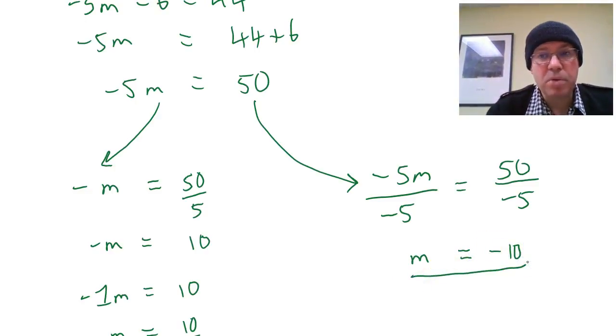So you can see both ways work. On the left-hand way, if you divide by 5, you'll have an additional step to do. If you divide by minus 5 both times, you'll get straight to the answer.